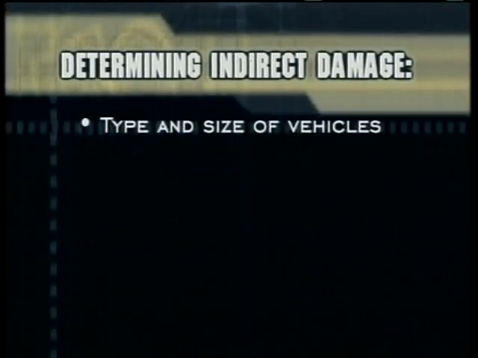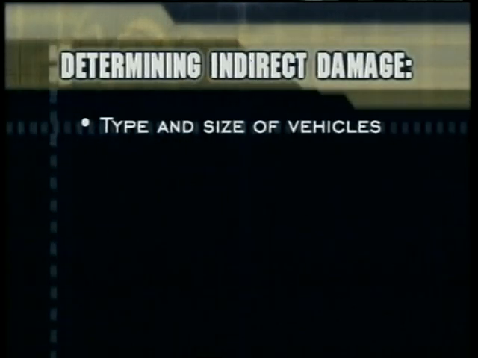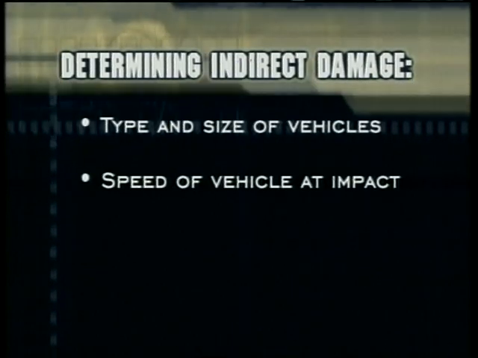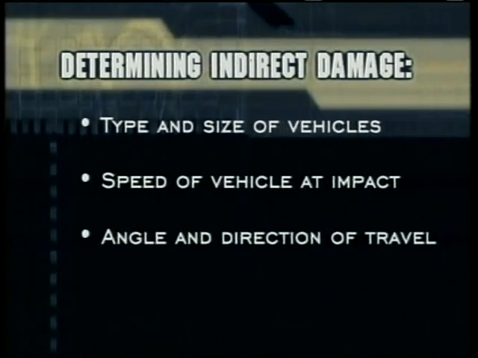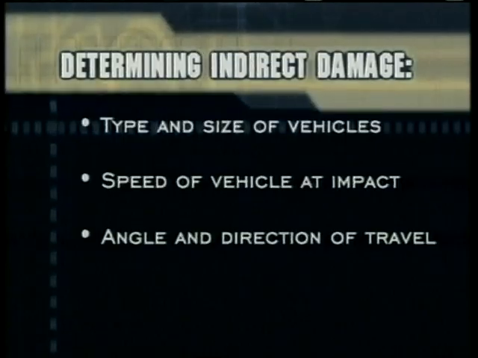To determine indirect damage, it's helpful to know the type and size of the vehicles involved in the accident, the speed of the vehicle at the time of impact, and the angle and direction of travel at the time of impact. This information is usually part of the accident report and is often transferred to the repair estimate. A good body technician can determine what actually happened to cause the damage. Certain damage occurs in similar patterns and sequences. There are 5 basic categories.